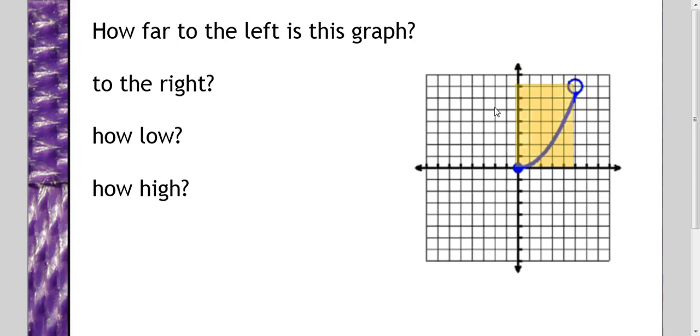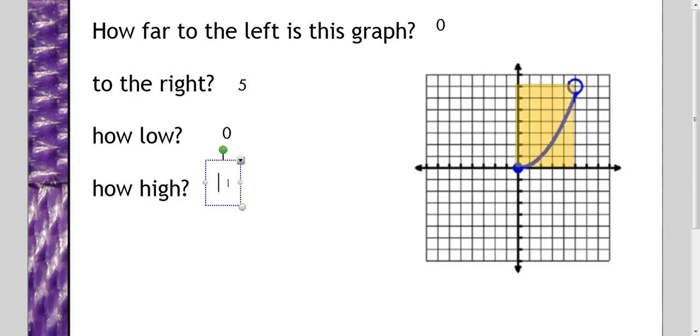And so here, over to the left, it goes as far left as 0. And it goes as far to the right as 1, 2, 3, 4, 5. Low, it goes all the way down to 0. And high, it goes up to 1, 2, 3, 4, 5, 6, 7.